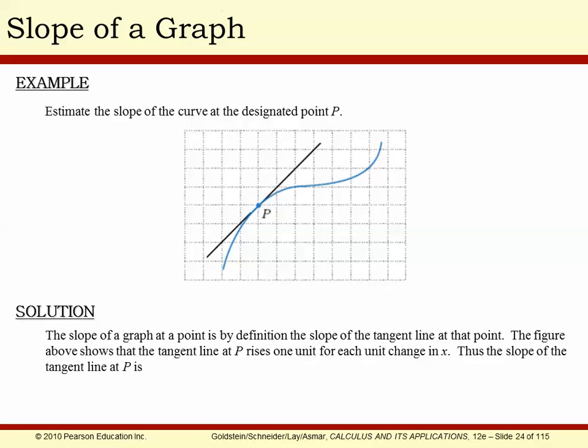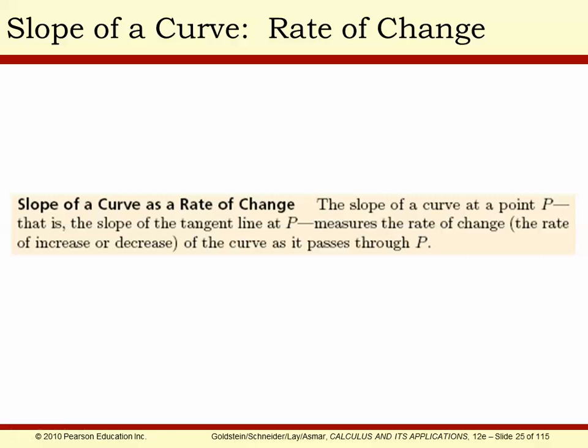Because if this is the tangent line to the curve, then the slope of the curve at this point, well, we know that the slope of a line is the change in y over the change in x. Well, the change in x is 1. If we go 1 forward in x, we go 1 forward in y. So that tells us that the slope is 1. Okay? Slope of a curve is a rate of change. All right? The slope of a curve tells us how fast the curve is changing at a certain point.